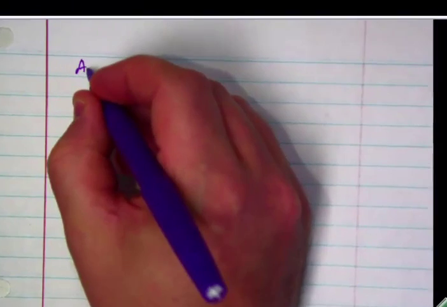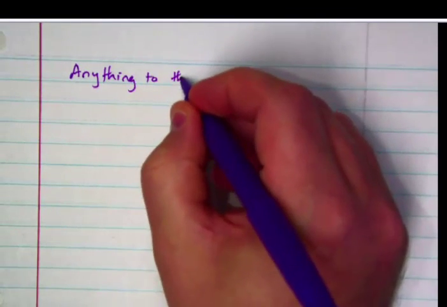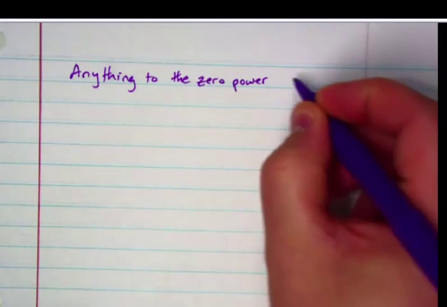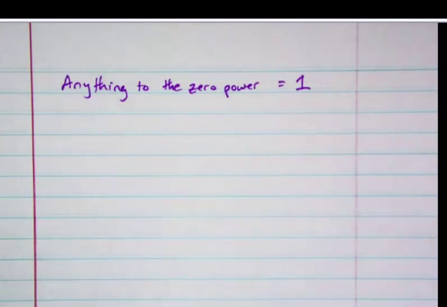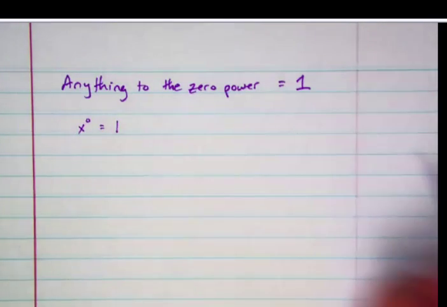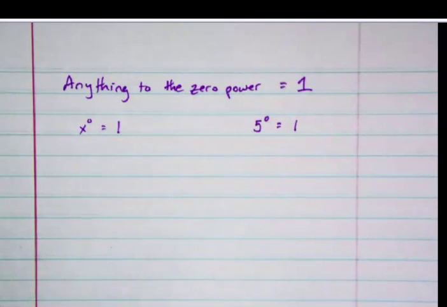Okay, let's talk about negative and zero exponents. Zero exponents first. The first thing to remember is that anything to the zero power becomes the number 1. I think about that as any base raised to the zero power. So for instance, if I have x to the 0, that is 1. If I have 5 to the 0, that is equal to 1.